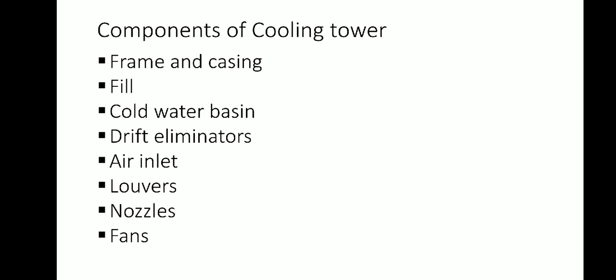Then the third one is drift eliminators. These capture water droplets entrapped in the air stream that would otherwise be lost to the atmosphere. And next, air inlet. This is the point of entry of air entering the tower. The inlet may take up an entire side of the tower.